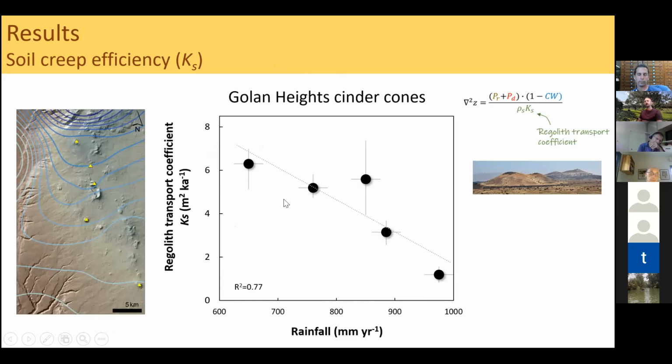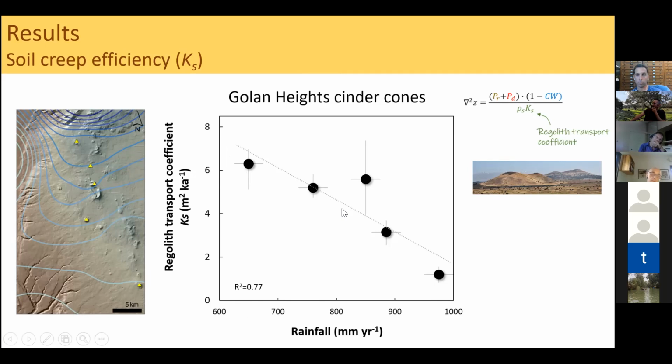And what you can see here is that the efficiency of soil transport on the vertical axis decreases with rainfall on the horizontal axis. Okay, so it means that, as in the Golan Heights, as the rainfall increases, soil transport is inhibited, which was a surprising result for us, because I expected that with more water, more rainfall, things would move faster, but it's the other way.